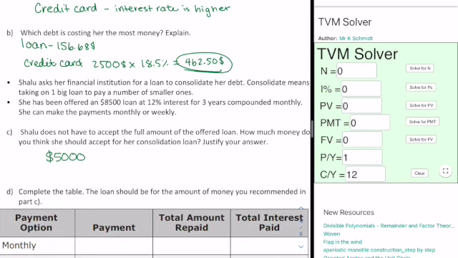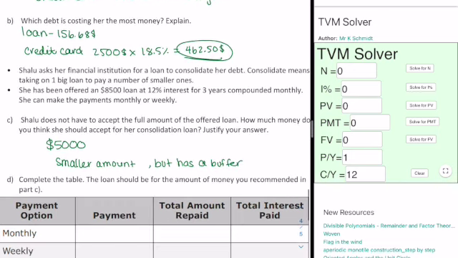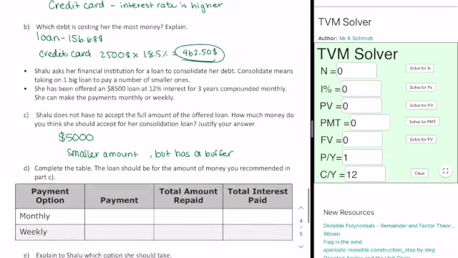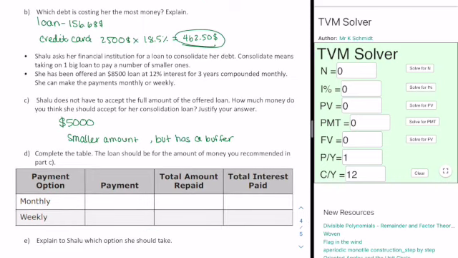So here, $5,000 is also a smaller amount to be charged interest on. And then it still has a buffer. So if ever she does need to spend a little bit more, there's a $500 buffer. And she should be trying to maybe decrease how much she's spending while she's trying to get rid of her debt.